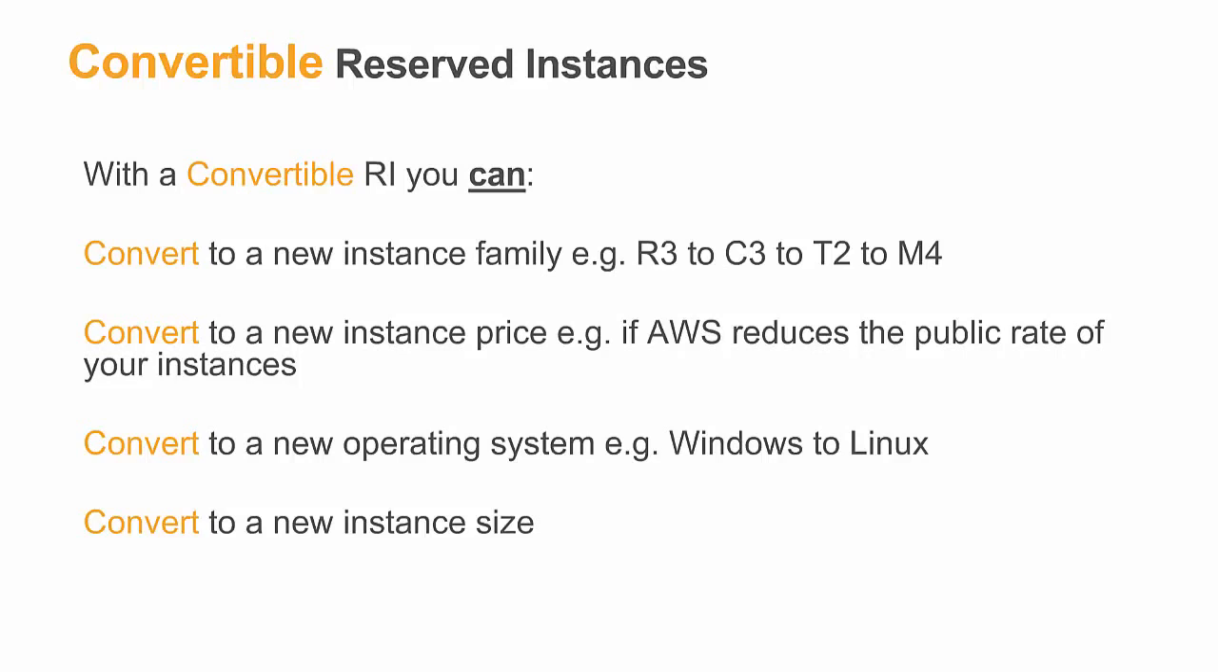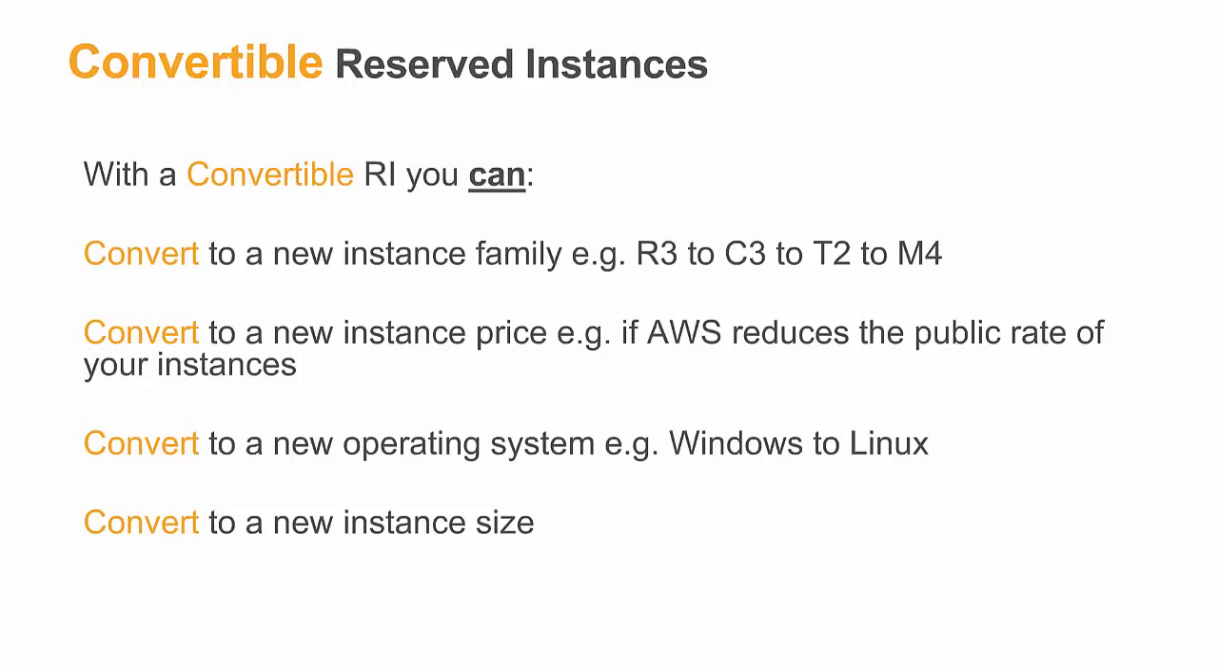Here are some examples of how you can convert your convertible RI. With a convertible RI, you can convert to a new instance family if your requirements change. For example, you can convert your R3 convertible RI to a C3 convertible RI, or to a T2, or even to an M4. You can convert to a new instance price if AWS reduces the public prices of your convertible RIs, which means you get to take advantage of the new reduced price of the convertible RI.